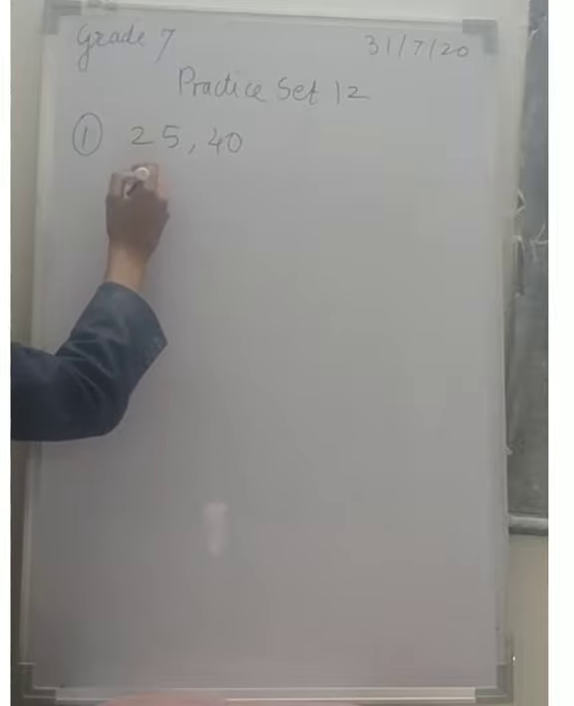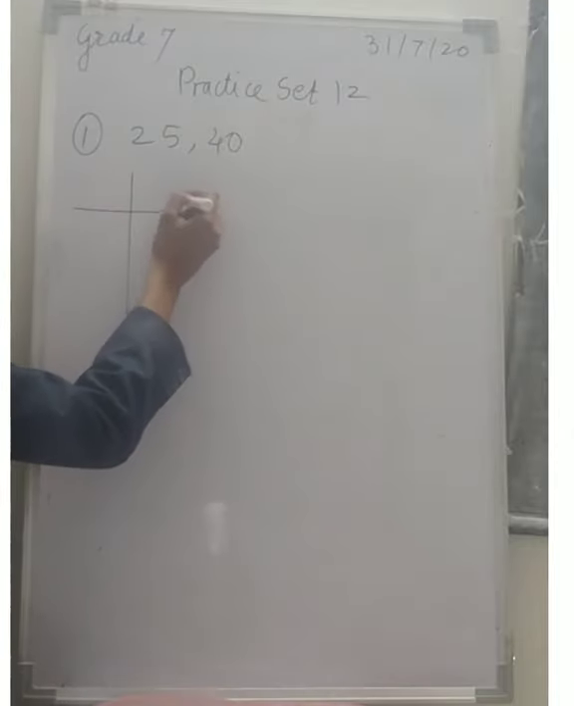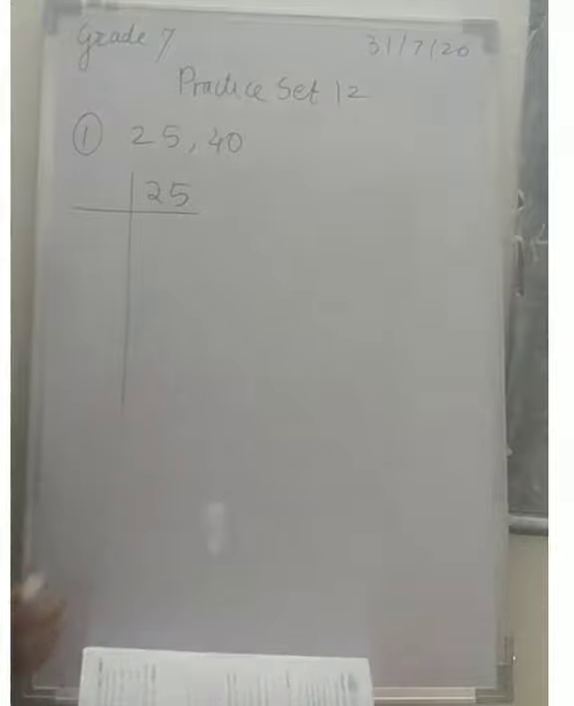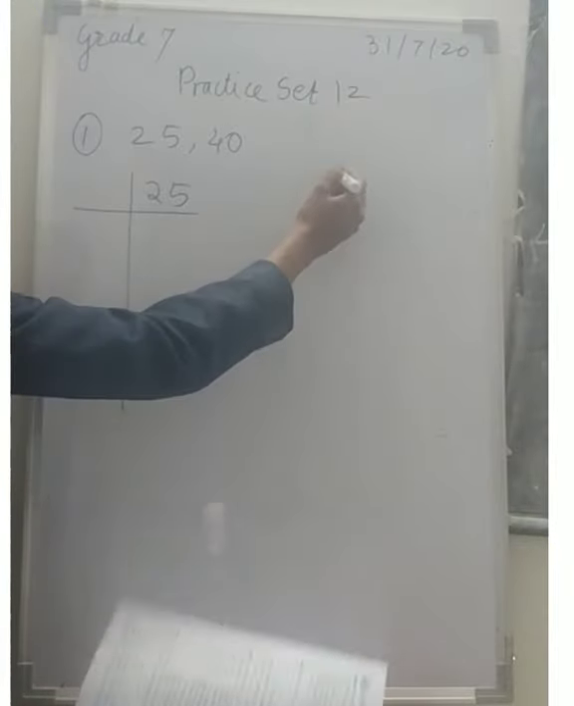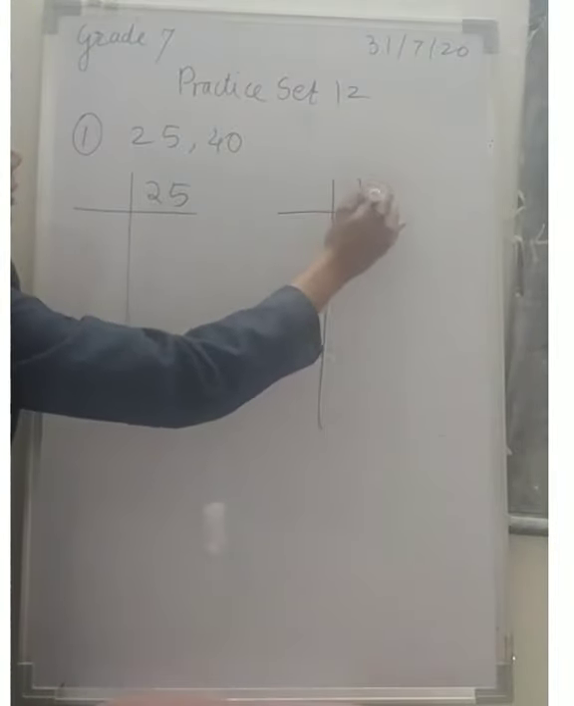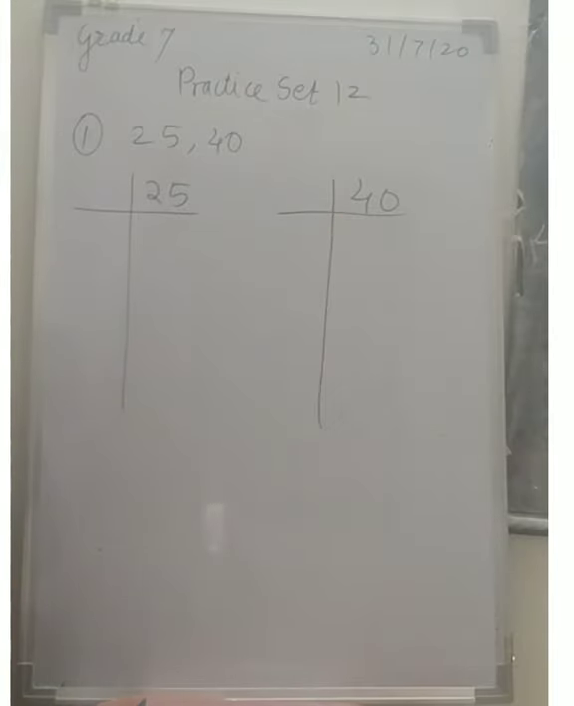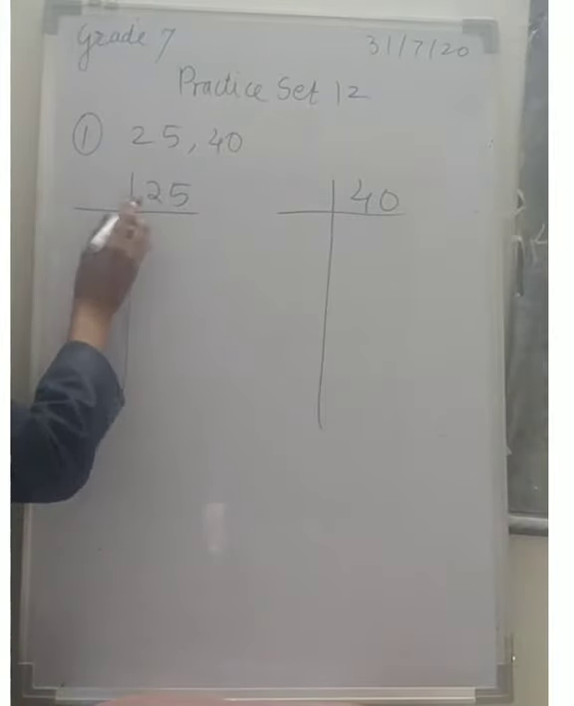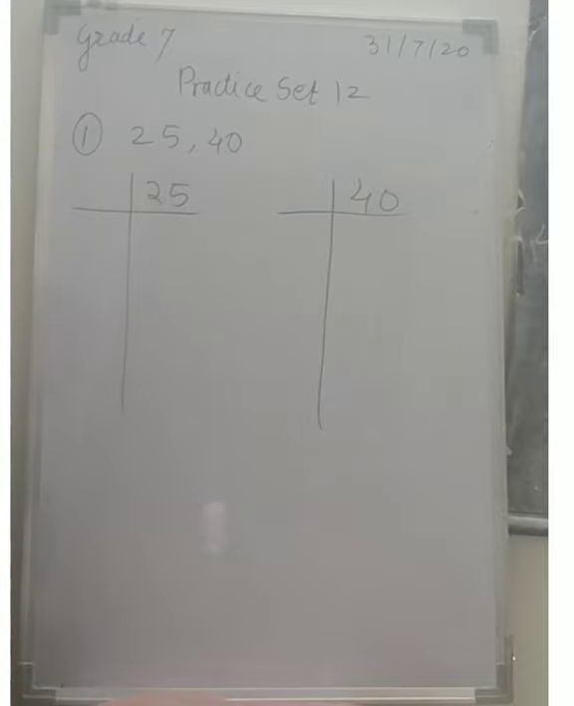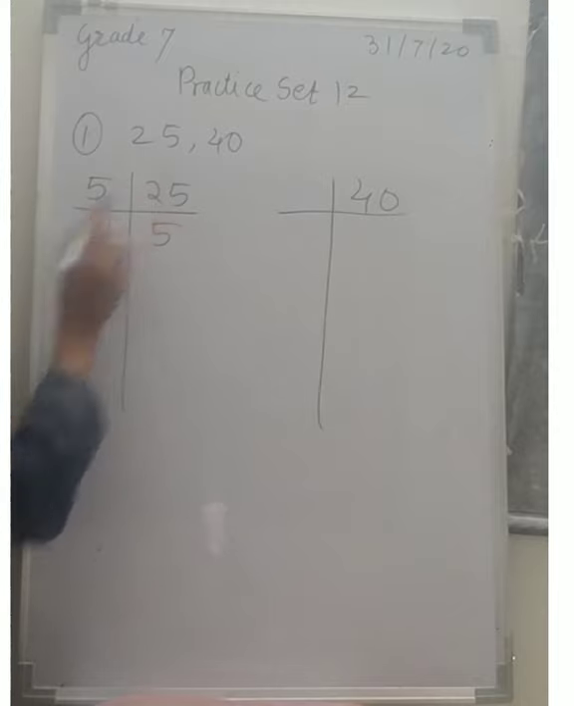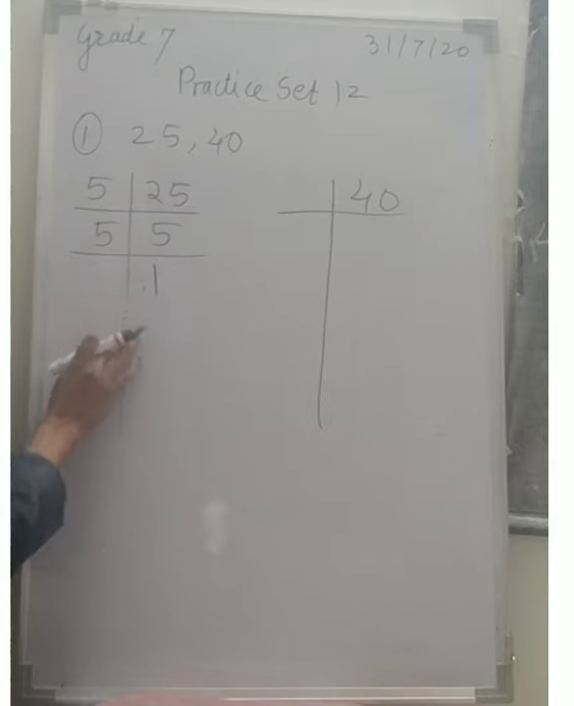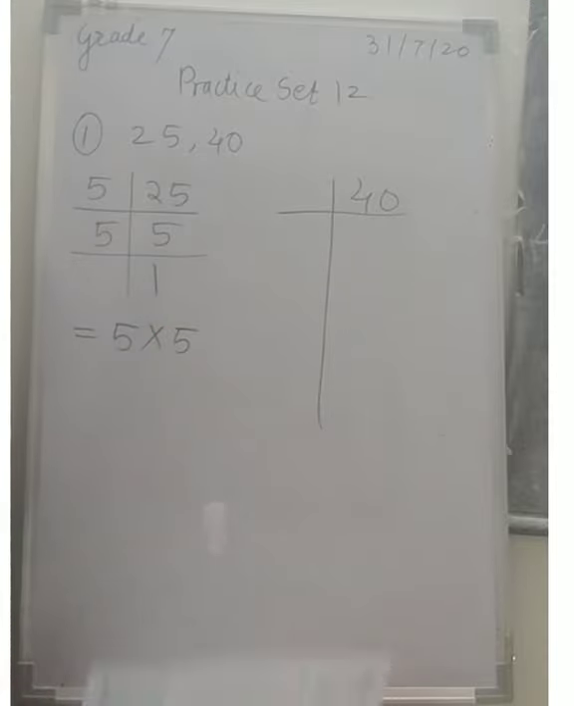First, by the vertical method, you are going to write the factors of 25 and 40. You will be solving this along with me in your notebook. This 25 can be divided by 5. So I am going to divide: 5 fives are 25 and again 5 ones are 5. So which are the factors? 5 multiplied by 5.